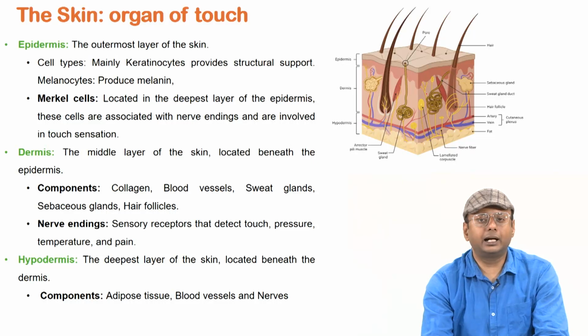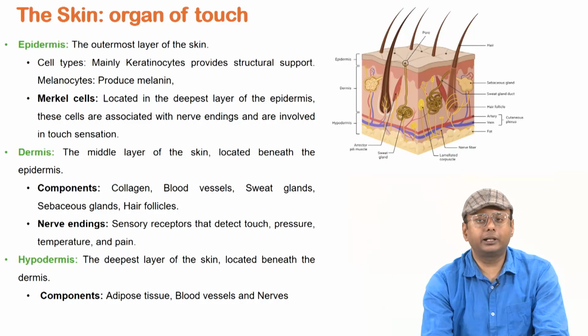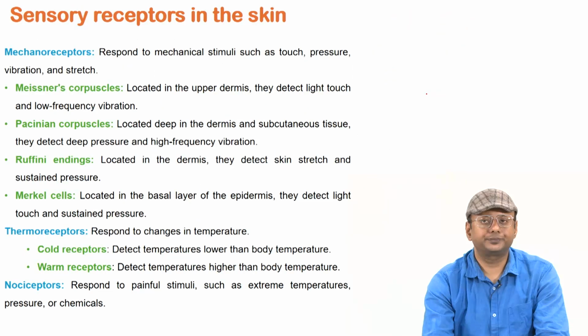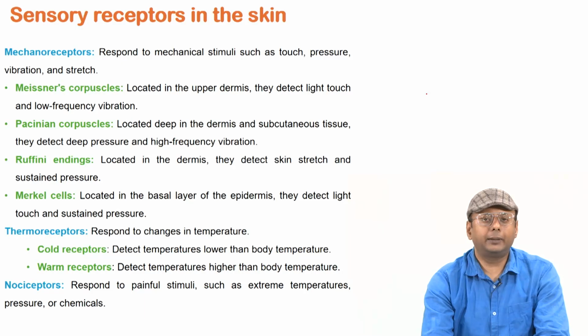And lastly the hypodermis, which is the deepest or inner layer of the skin, located beneath the dermis, and its components are present along with the adipose tissue, blood vessels and nerves. Basically, a lot of mechanoreceptors are present, right. You can see all these mechanoreceptors. Apart from that, thermoreceptors are also present. This helps in understanding cold or warm conditions. Apart from that, a lot of nociceptors, or pain receptors, are also present in the skin.